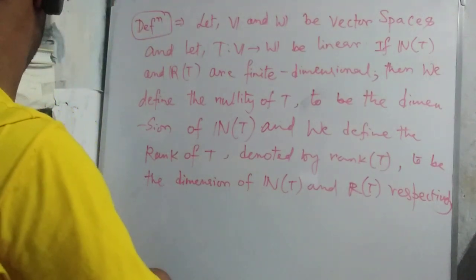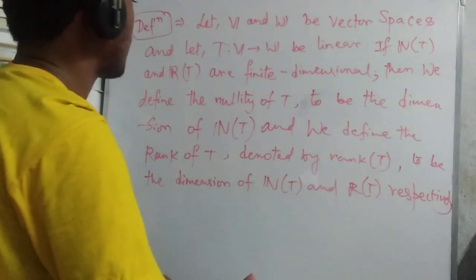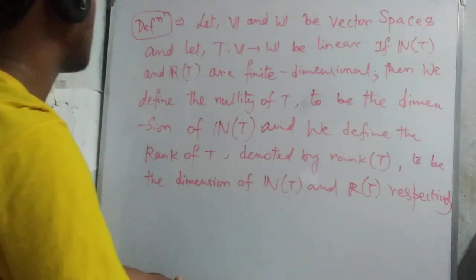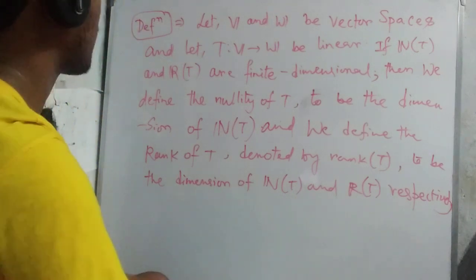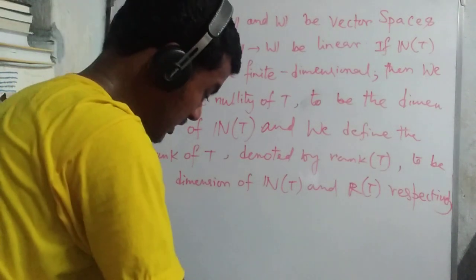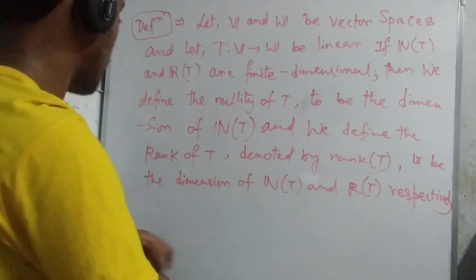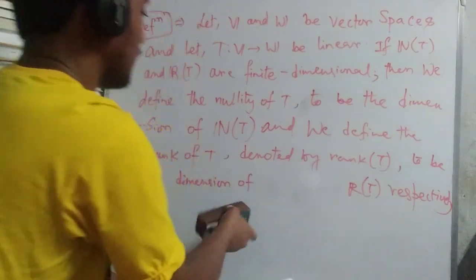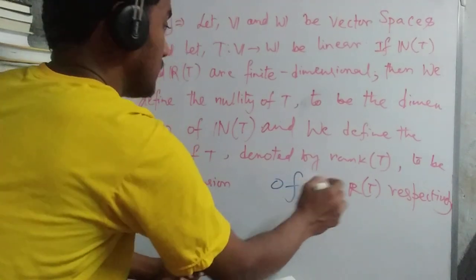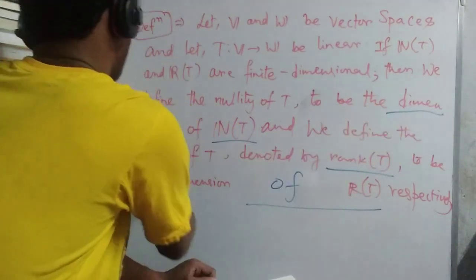Then what happens? That means V and W be vector spaces, let T from V to W be linear, and N(T) and R(T) are finite dimensional. Then we define the nullity of T to be the dimension of N(T), and we define the rank of T, denoted by rank T, to be the dimension of R(T), respectively. That means rank T is the dimension of R(T) and nullity of T is the dimension of N(T). Okay.